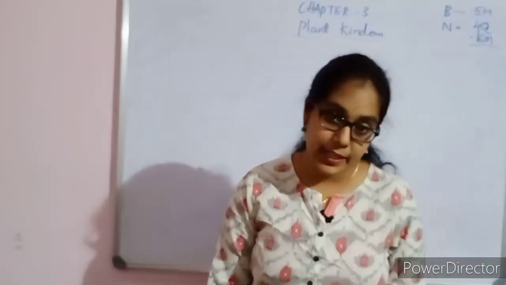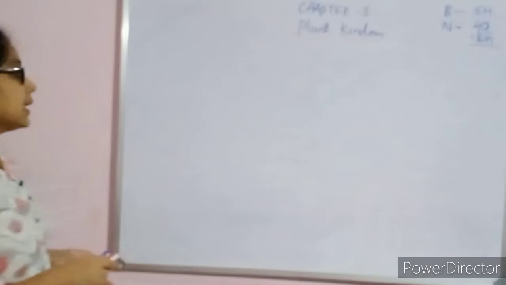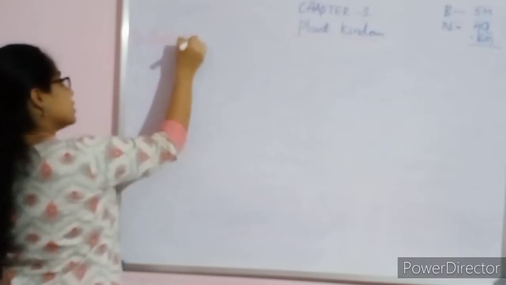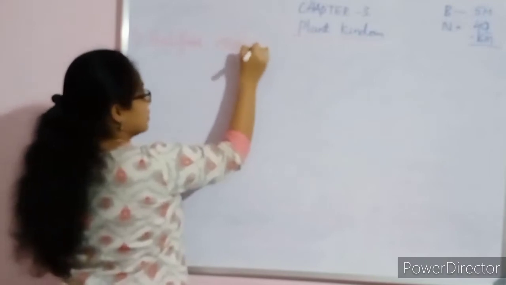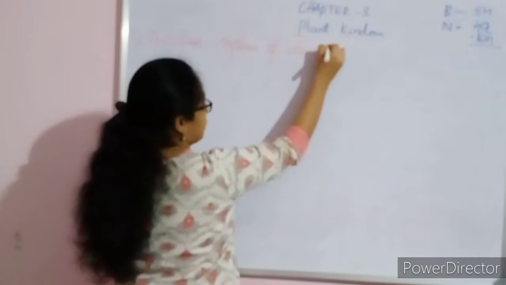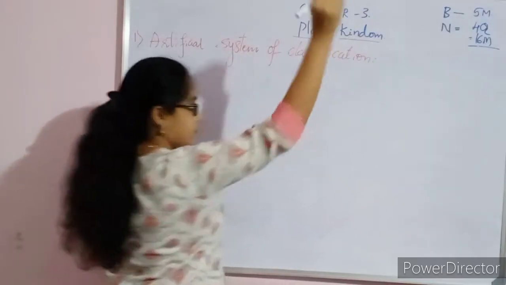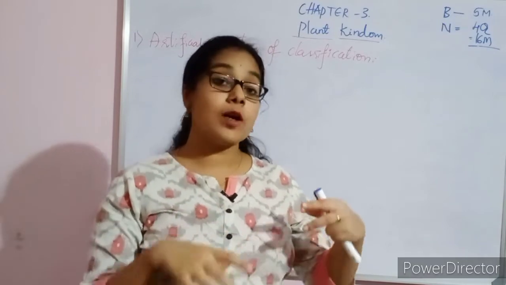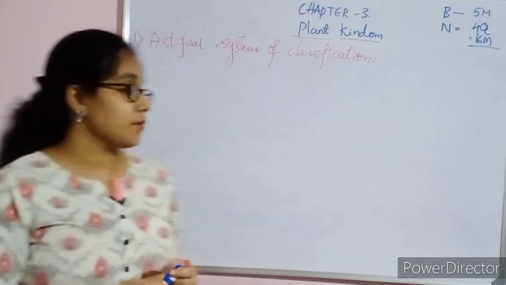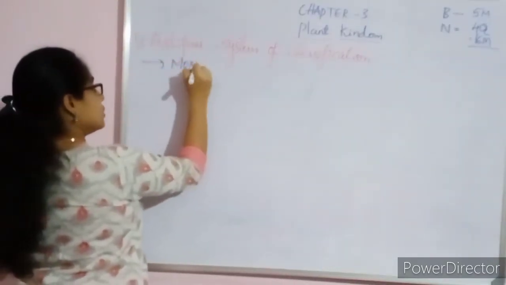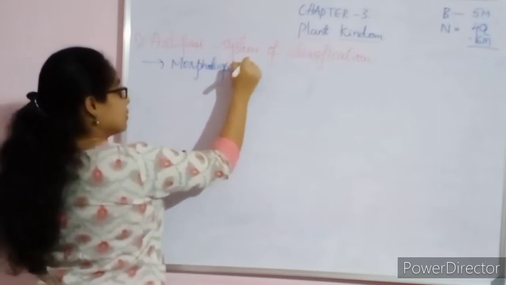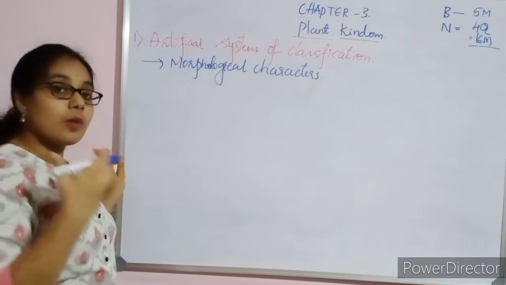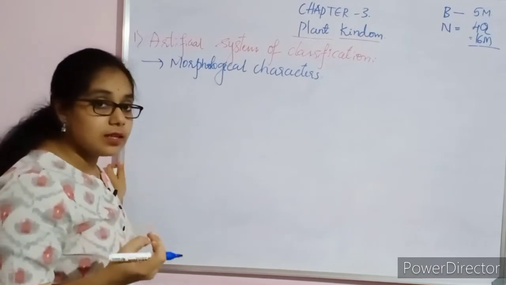Okay, we have different kinds of classification. So among that, the very first one is the artificial system of classification. Okay, so in the artificial system of classification, the process of classification of plant kingdom was purely based on morphological characters. That means those characters which we can see through our naked eyes, which are also called external characters.